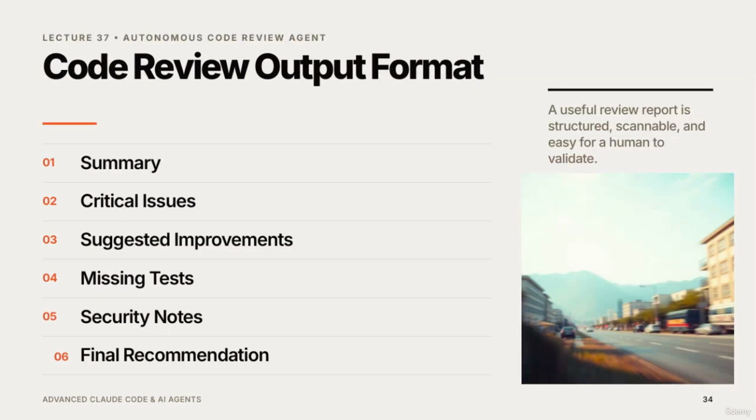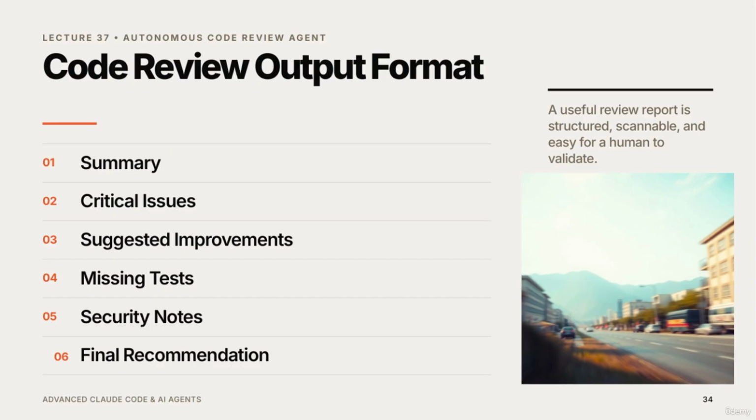In this slide, we're focusing on the structure of a code review output format, especially when using an autonomous code review agent. The key takeaway here is that a useful review report should be well organized, making it easy to scan through and validate by a human reviewer. The format typically includes several sections: a summary that gives an overview, critical issues that need immediate attention, suggested improvements for code quality, missing tests to highlight where coverage is lacking, security notes that address potential vulnerabilities, and a final recommendation summarizing the overall judgment. By breaking down the review into these clear, distinct parts, the report becomes more effective and actionable.